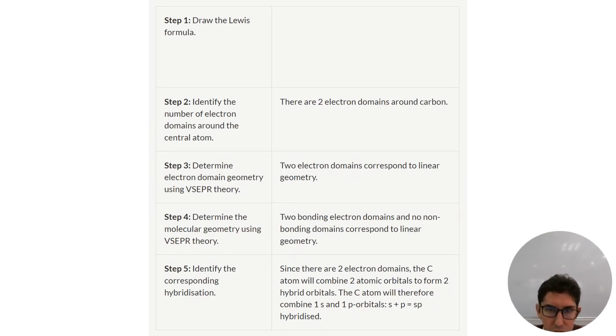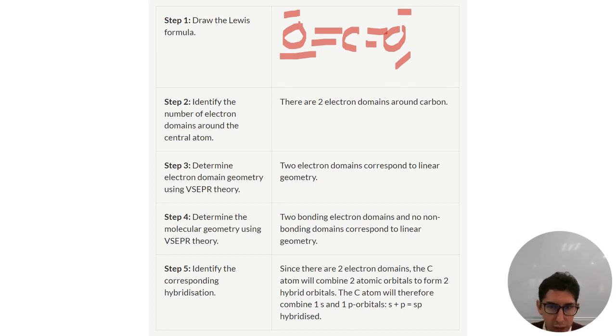Okay, this one's CO2, so we've got our Lewis structure. To add some more electrons, let's put some electrons here, here, here, here. Sorry about the drawing. Anyway, looking at the carbon, we can see there's 2 electron domains around the carbon. Remember, double bonds count as 1 electron domain, same as triple bonds. So that gives us a linear geometry. Linear is sp hybridization.